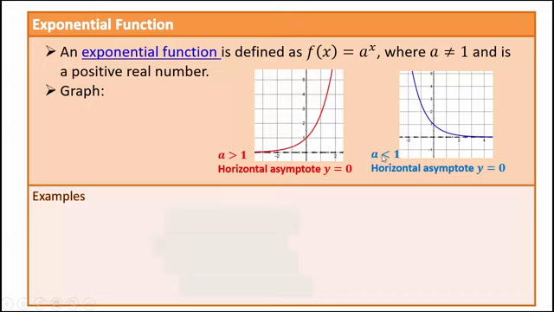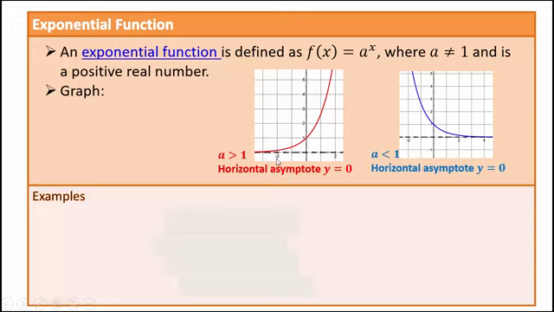If a is smaller than 1, though, the reverse happens. A positive exponent and a fraction power, the higher the exponent, the smaller the number. A negative exponent will give you a reciprocal of the number, so that's why you're getting bigger numbers when you have a negative exponent. The line that you see here, that dotted line, is called an asymptote.